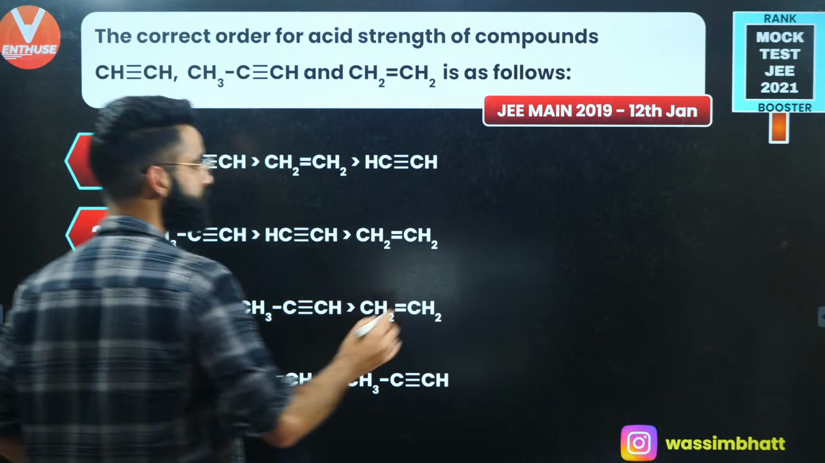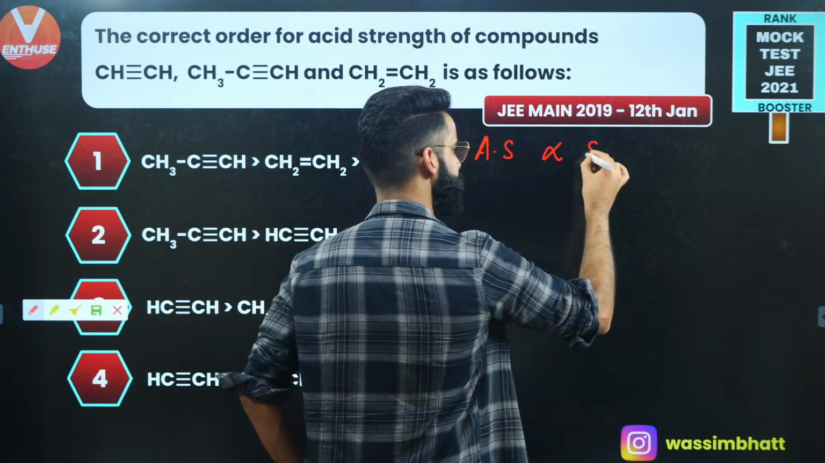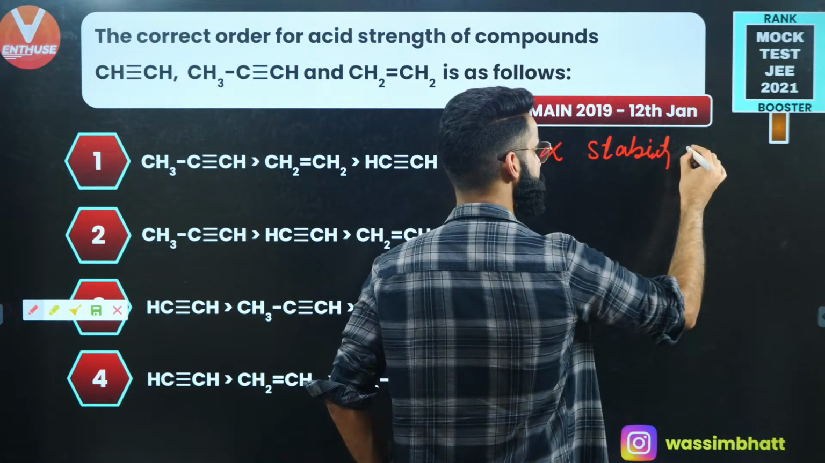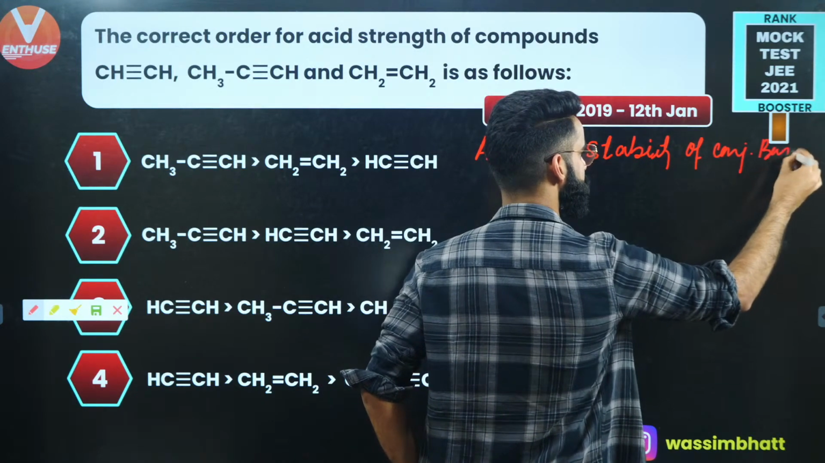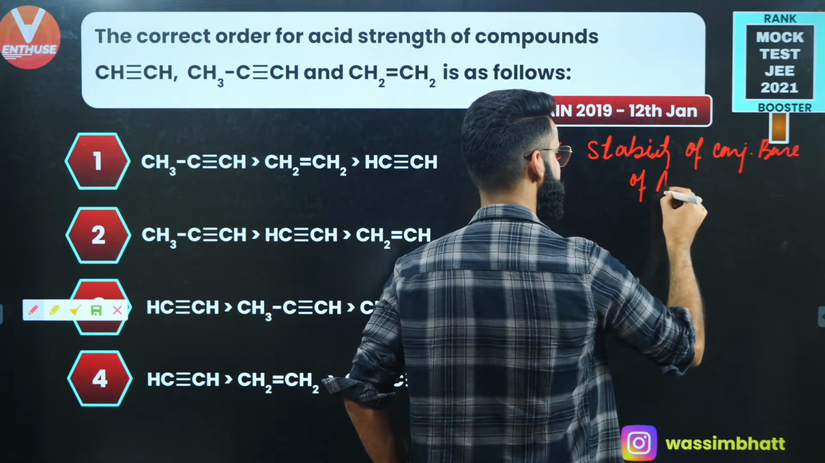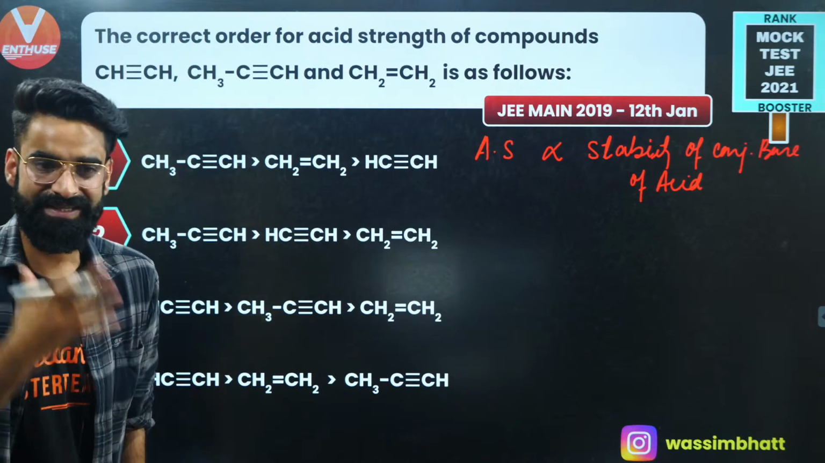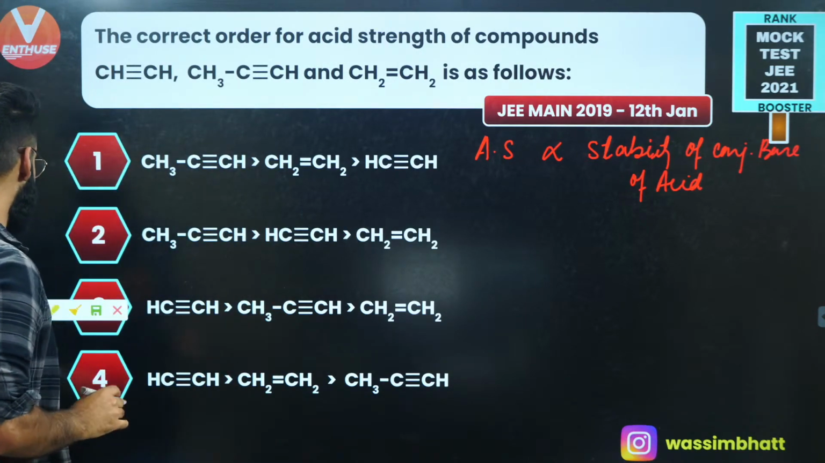Remember, the acidic strength of the acid is directly proportional to the stability of the conjugate base of the acid. Acidic strength of the acid is directly proportional to the stability of the conjugate base, right? So I've got 3 molecules over here.